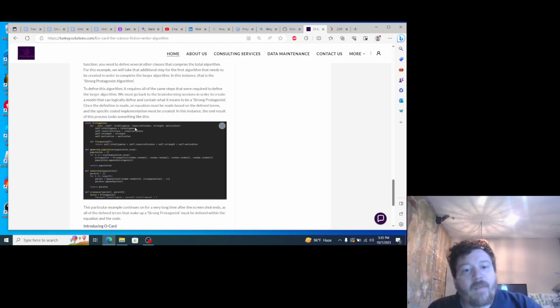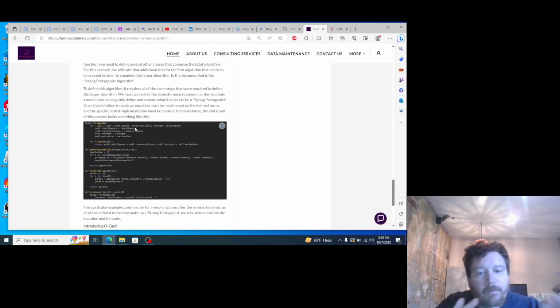We would define the class of a protagonist, and defining a class of a protagonist is what makes a protagonist. In this instance, what makes a strong protagonist. If we're looking at this code, just dissecting it for you, what makes a strong protagonist in this instance is the fitness of the protagonist, as well as the general population size of the environment where the protagonist interacts. Fitness in this instance is defined by intelligence, resourcefulness, strength, and motivation.